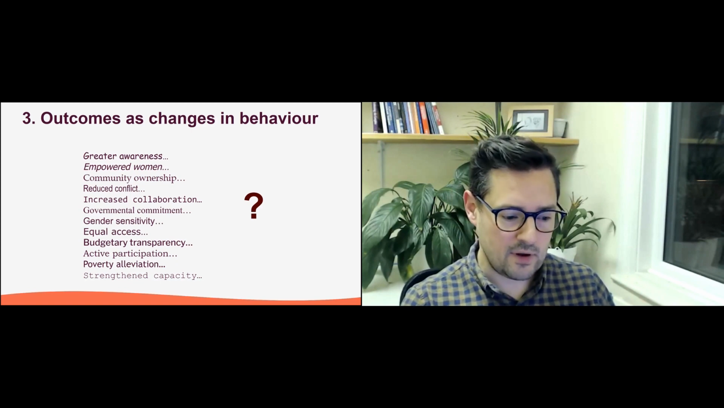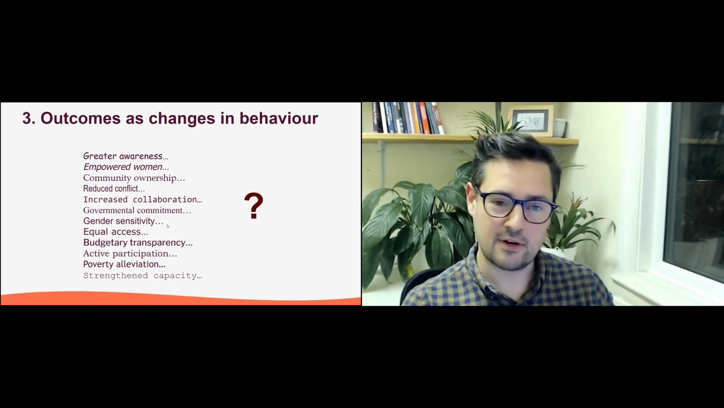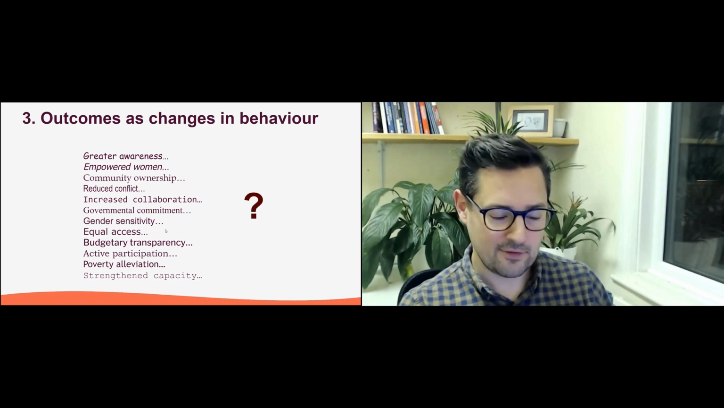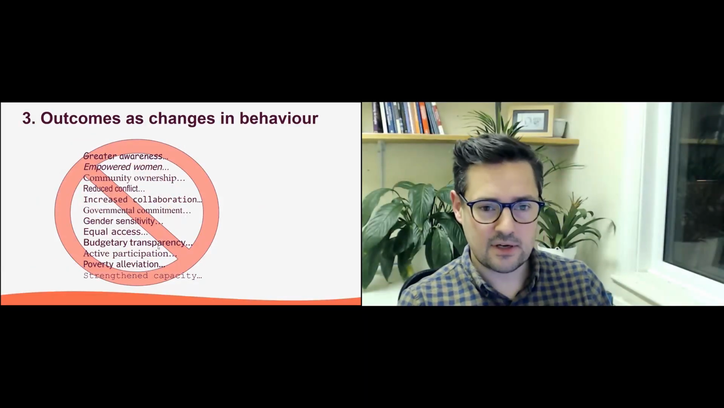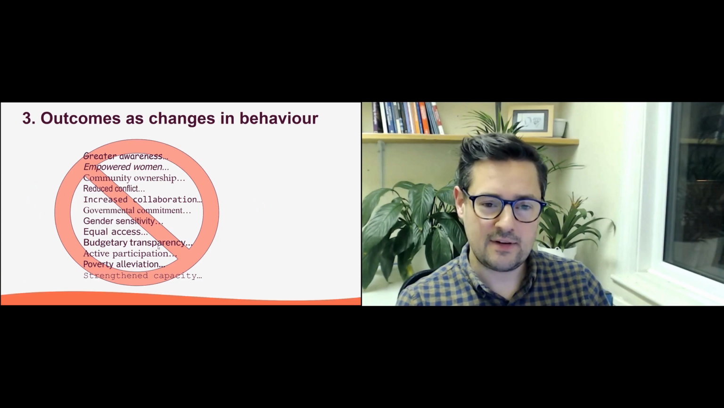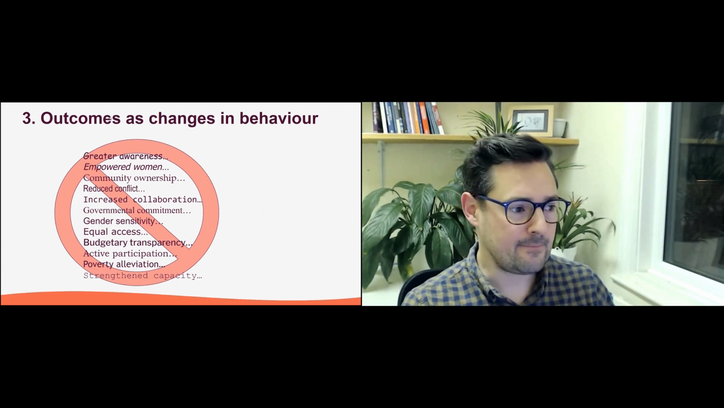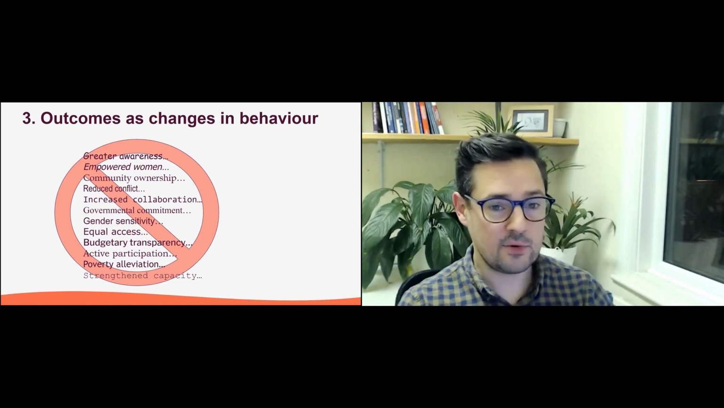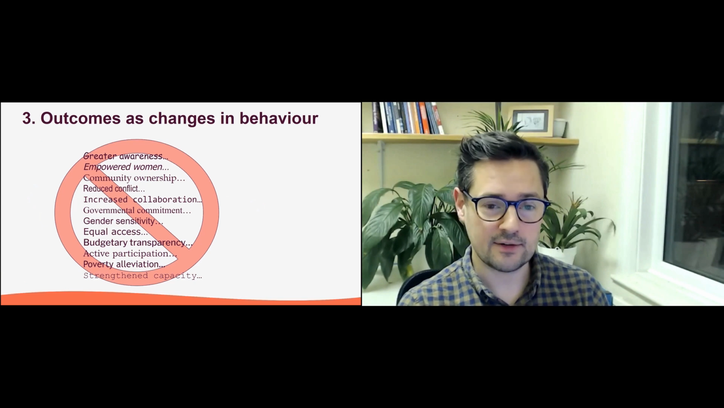So in outcome mapping, we avoid terms like this, especially the one at the end, strengthen capacity. We see that so often, but what does that mean? So we avoid that language, and instead we ask ourselves, what would we see if this was happening? And we'll be exploring this more in a later video on outcome challenges and progress markers.